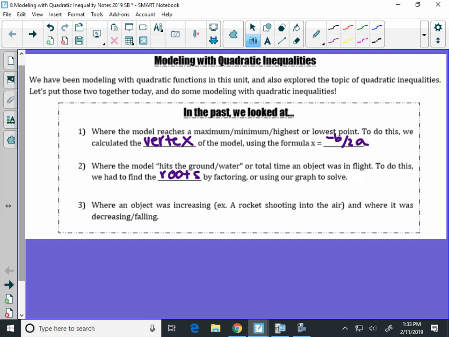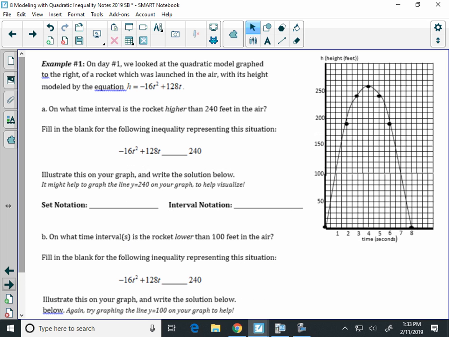So today what we're going to be doing is making an inequality. We're going to look for where the height is higher than a value or lower than a value. So we're going to be putting the two things we've learned this unit together. This graph comes back from day 1. We did this exact problem starting on day 1 of our notes.